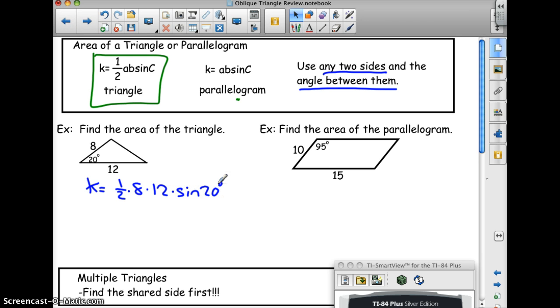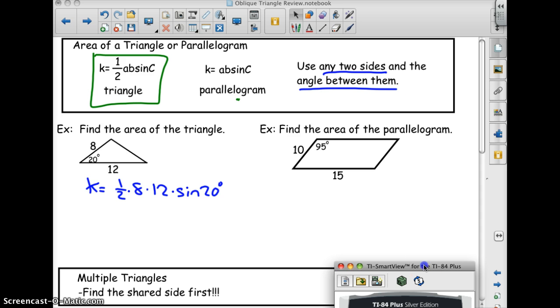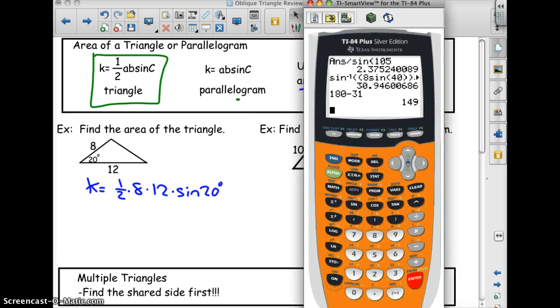Right, and then I can just put that on my calculator. I can use 0.5 for a half, and it'll be a really quick, easy computation. Or I can do half of 8 in my head, right? 4 times 12 times the sine of 20. All right, and that'll give me the area.